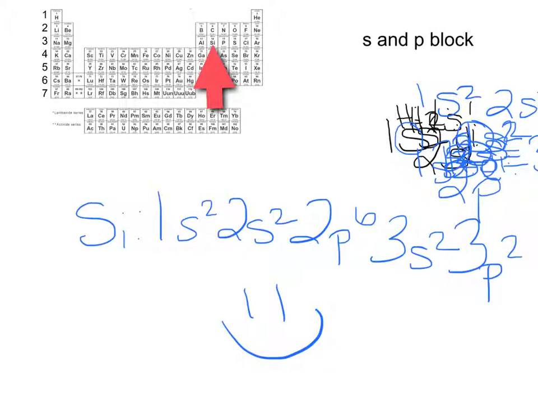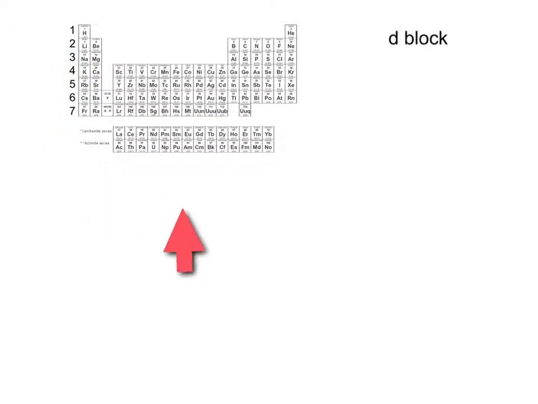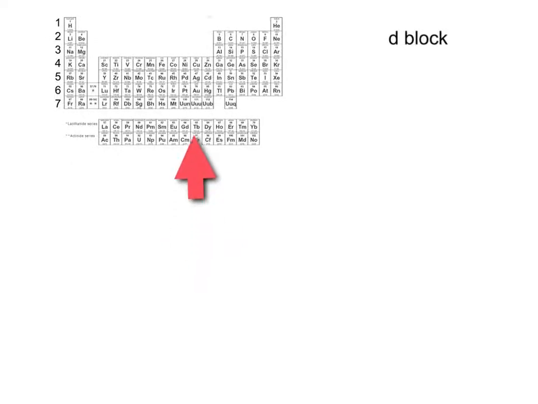I'm going to do D block and I'm going to do F block, if you're ready. So, same slide, different block. If you remember from before, D block is all this stuff in the middle. Okay, 1, 2, 3, 4, 5, 6, 7, 8, 9, there are 10 columns to D block.